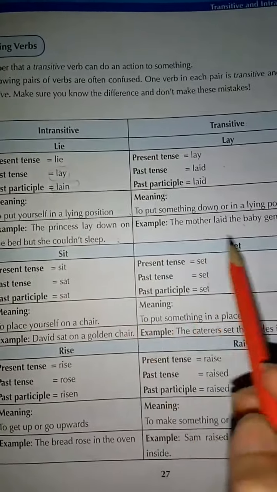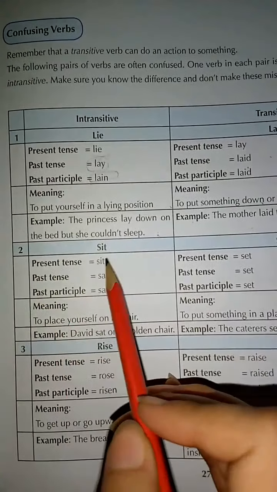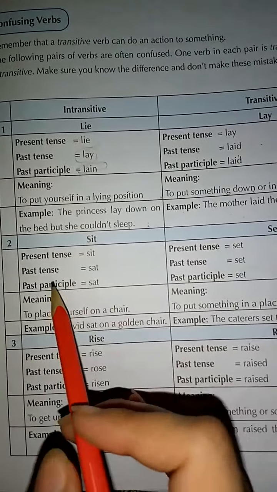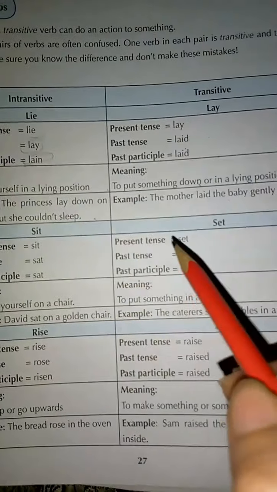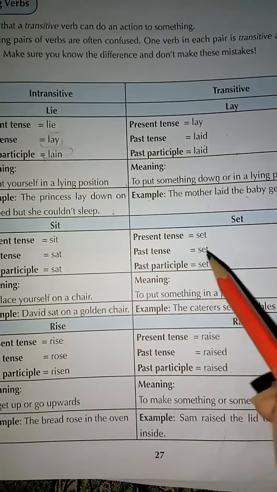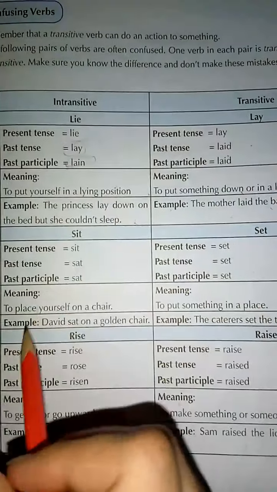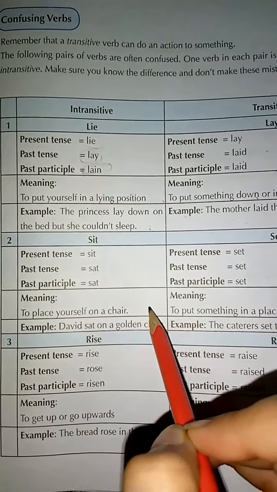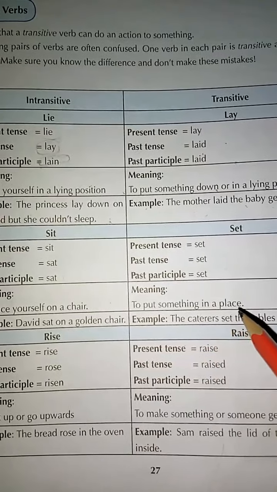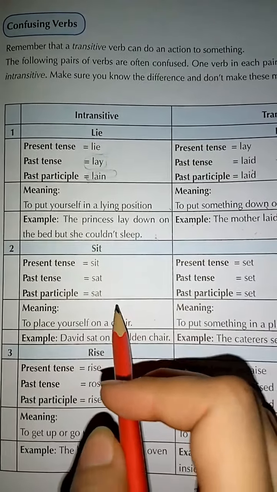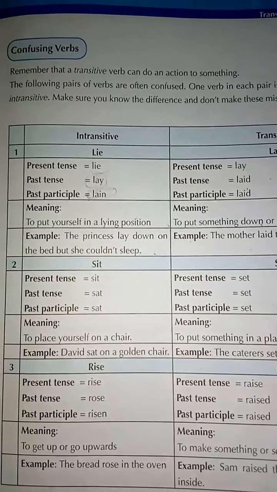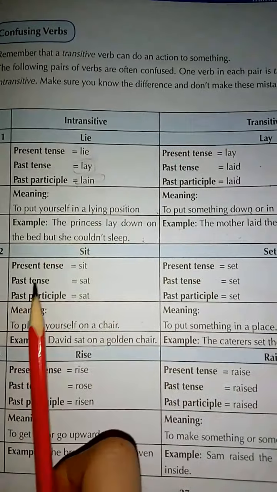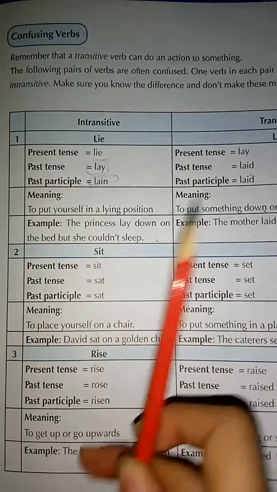Then number 2, we have sit and set. Sit in present tense, it will be as it is. Then in past tense, it will be sat. Then past participle again sat. Okay, set, present tense set, past tense set, past participle set. Sit means to place yourself on a chair, and set means to put something in a place. Sit or sat means to put your body on a chair, but set means that you are going to put this pencil in the geometry box, or put this book in the rack or in the bag.